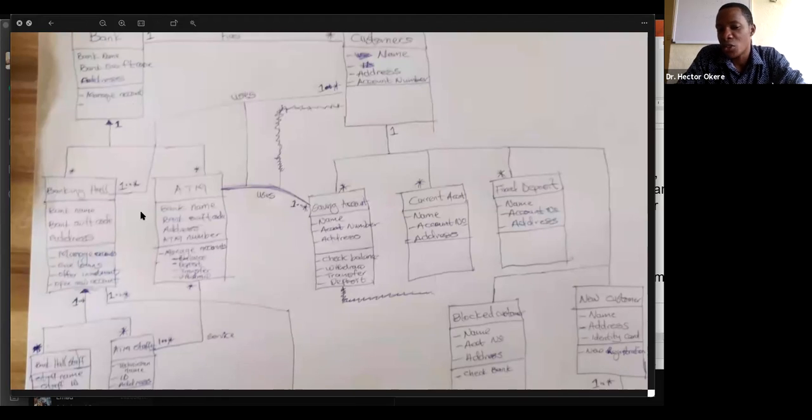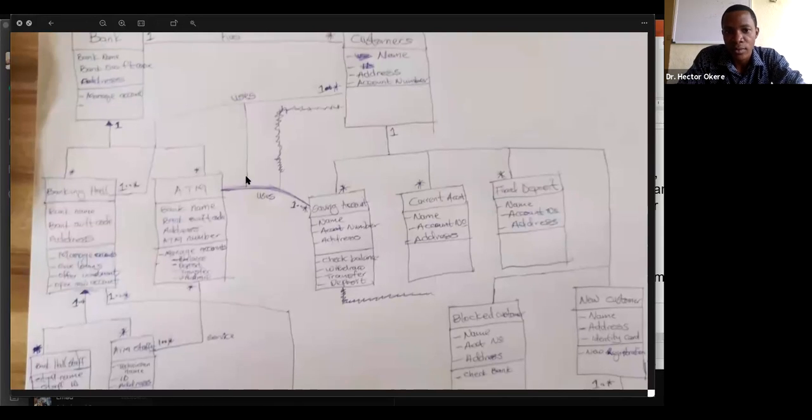However, the children can have their own features, which is maybe give loan for the banking hall. Banking hall can give you loan. ATM cannot give you loan, right? Offer investment, open new account. You cannot open a new account in the ATM. You have to go to the banking hall, right? Then for ATM: manage account, balance, deposit, transfer, withdraw. You can do it in the ATM.